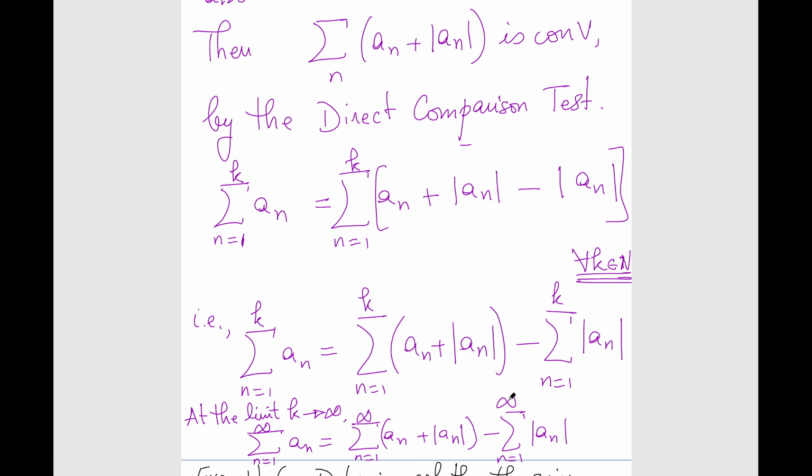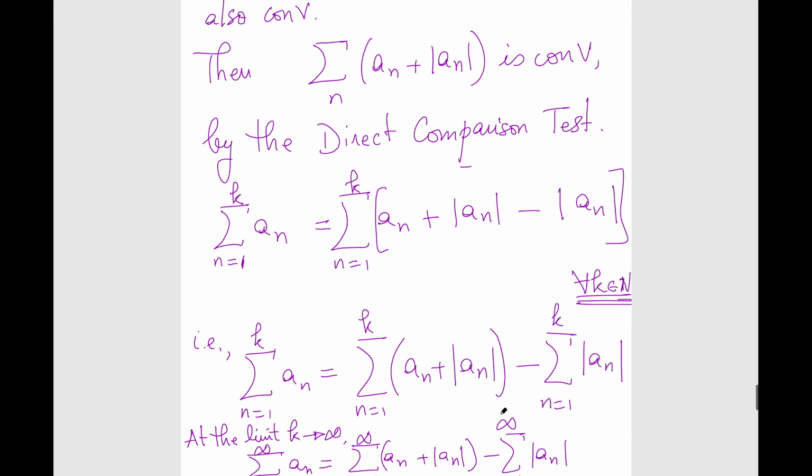Agree with me? And now take a look. What do you know about this whole thing? Since you know that the series is convergent, this is certainly a finite number, right? This is certainly a finite number. And what do you know about this guy?